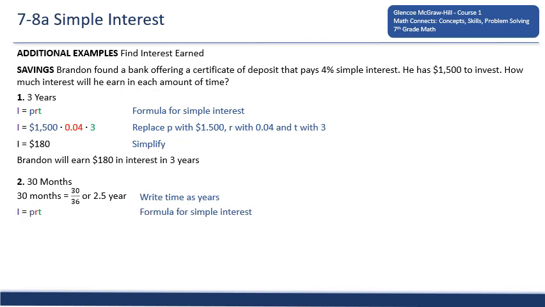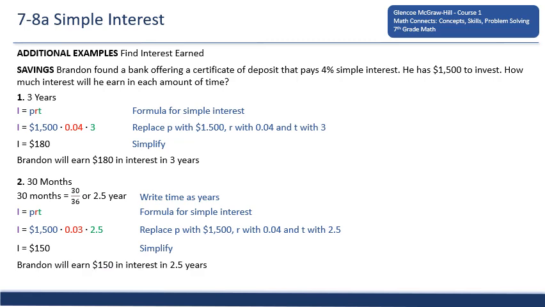We'll use the formula for simple interest, which is interest equals principal times rate times time. We'll replace principal with $1,500, the rate with 0.04, which is the decimal for 4%, and time with 2.5. We get interest equals $1,500 times 0.04 times 2.5. If we simplify that by multiplying, we get interest is $150. So Brandon will earn $150 in interest in 2.5 years.